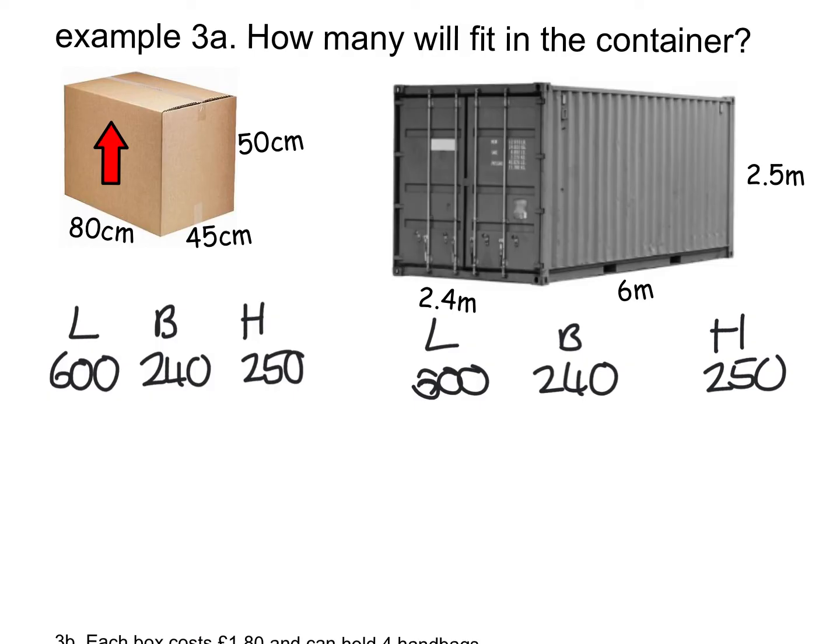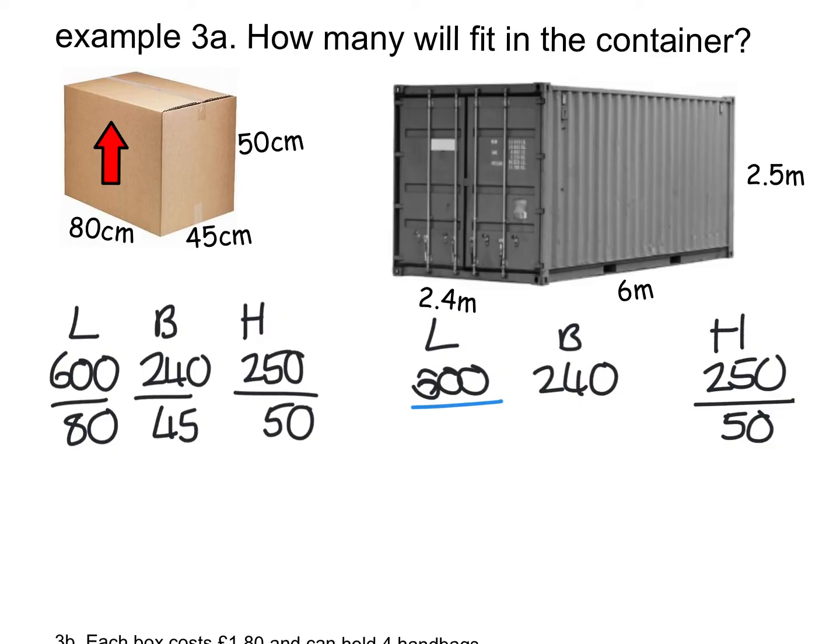And then we take the length, breadth, height of the smaller box. So I'm going to take length 80, breadth 45, height of 50. And then on the second sum, remember, the height won't change, it will stay 50, but it's these two that change. So I'm going to reverse the length and breadth. So this one is going to be over 45, and this one is going to be over 80. Then we can do the working, and we do all our division sums.